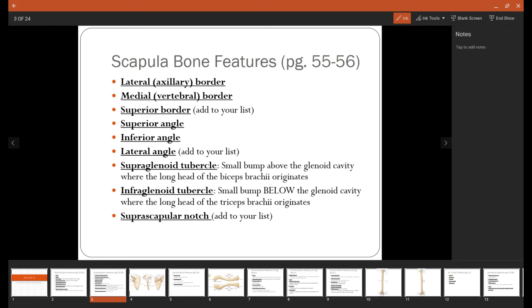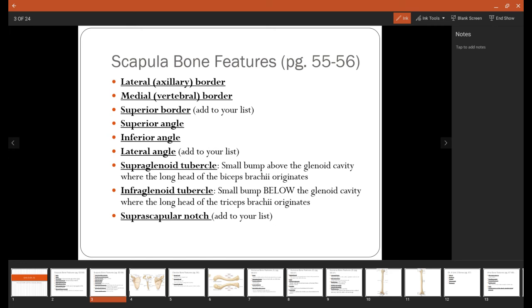We're also going to have three angles on the scapula. Our first one is the superior angle, which will be on top. Inferior angle will be on the bottom. And then the lateral angle is going to be the parts of the bone on the lateral side that is surrounding that glenoid cavity.